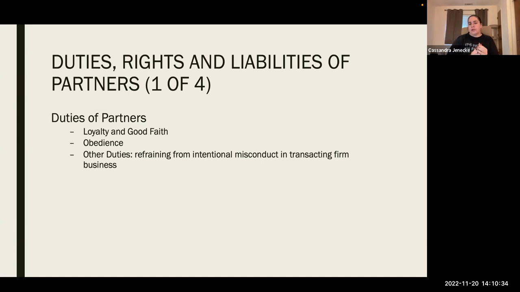And so that one is an interesting one when we think of individuals who engage in sexual harassment, racial discrimination, things of that, where there's intentional misconduct. If you're working for the partnership on behalf of partnership business, you have an obligation to refrain from doing that. And if you fail to refrain from doing that, i.e. engage in intentional misconduct, then the partnership can actually sue you for that intentional misconduct.